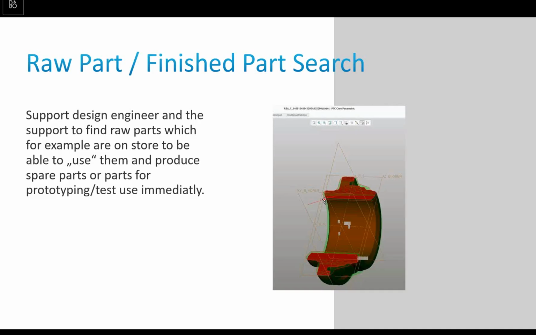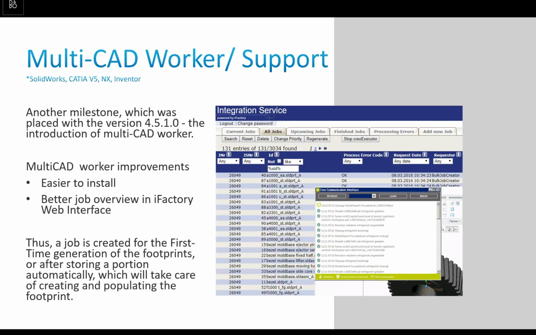So what you have seen was the raw and finish part search. I'd also like to inform you, because I got a question: is it also possible to handle other CAD formats? And the answer is yes. Since two formal releases, we introduced ModelSearch multi-CAD support. The prerequisites are here. You have to be at least on Creo 3.0.